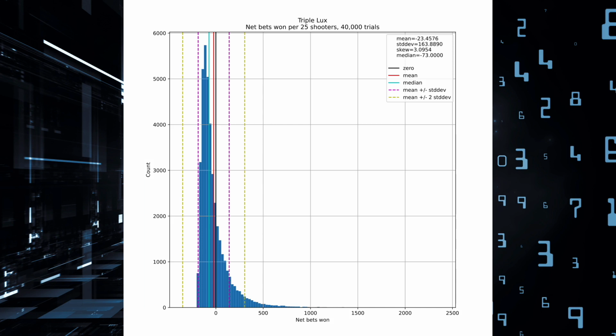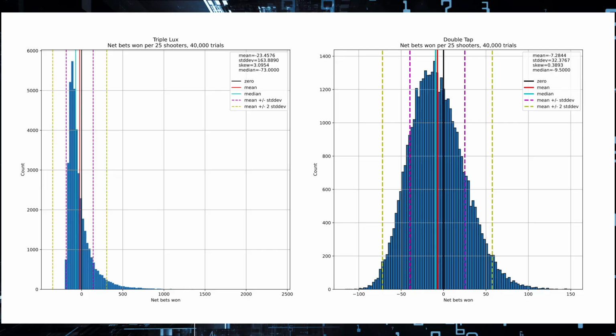To make the differences easier to see, I'm going to put this plot side by side with the same plot from double tap that we looked at earlier. Here we have the plot for Triple Lux on the left and double tap on the right. First, notice that the mean or average net return for double tap is about -7 bets, but the mean for Triple Lux is -23 bets per 25 shooters, or 3 times as much. That translates to a loss of about 1 bet, or $10 per shooter.